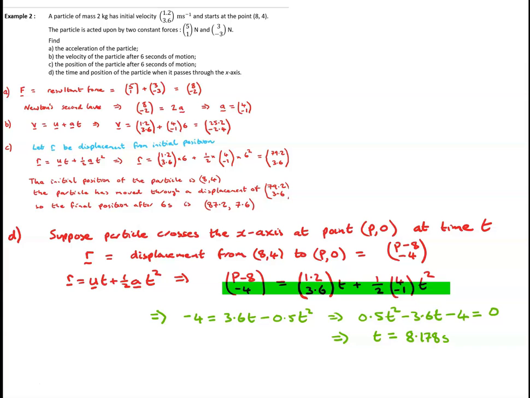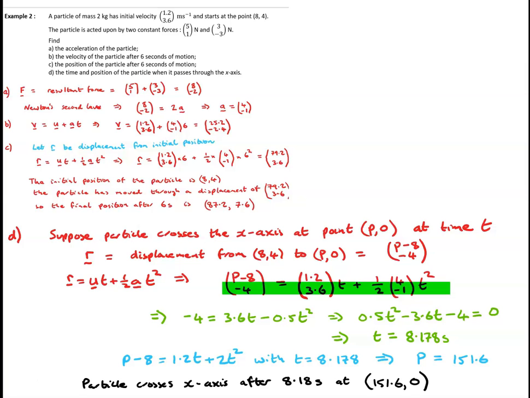And then if I look at the x component of our r equals ut plus a half at squared equation, we get p minus 8 must equal 1.2t plus 2t squared. We know that t is 8.178, so substituting that in will give me a final value for p of 151.6. The particle crosses the x-axis after 8.18 seconds at the point (151.6, 0).